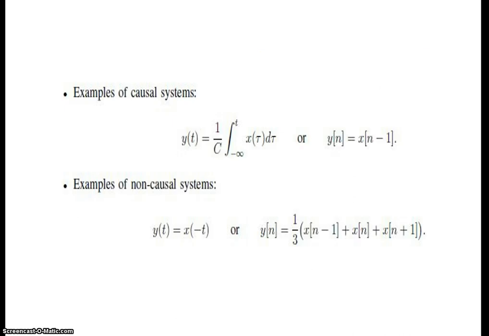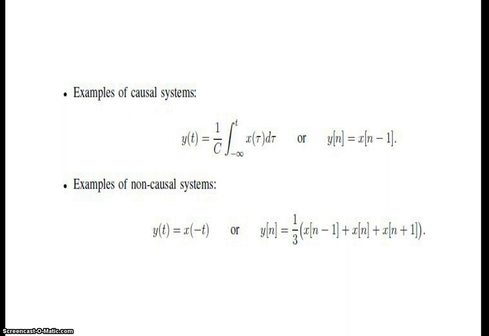An example of a causal system: the voltage across a capacitor. This is a real-time example. Capacitors and inductors are storage devices, and you relate the input and output signals by the equation y of t is equal to 1 by c times the integral from minus infinity to t of x of tau d tau, where x of tau is the input and y of t is the output signal. The integration indicates that it depends upon the past values of the input signal. Similarly, one more example, y of n is equal to x of n minus 1. So the present value of output depends upon the past value of the input signal.